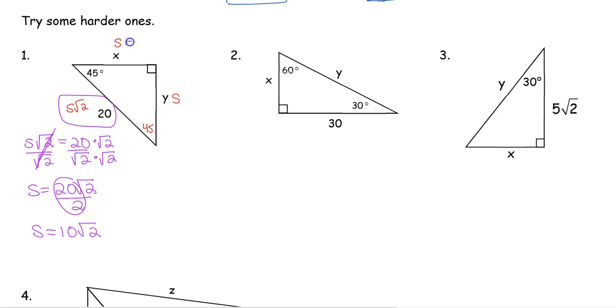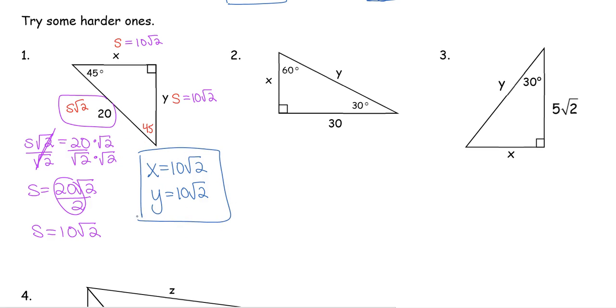So this missing side right here is represented by the s pattern, so this is 10 root 2. This is also s, so this is also 10 root 2. So in this case, x is 10 root 2, and y is 10 root 2. We go into number 2, we've got a 30, 60, 90 triangle, so we've got a different pattern here. Across from 30 is the L, across from 60 is the L root 3, and across from 90 is the 2L.